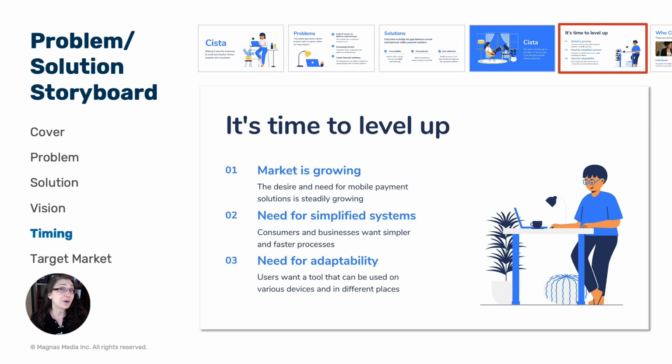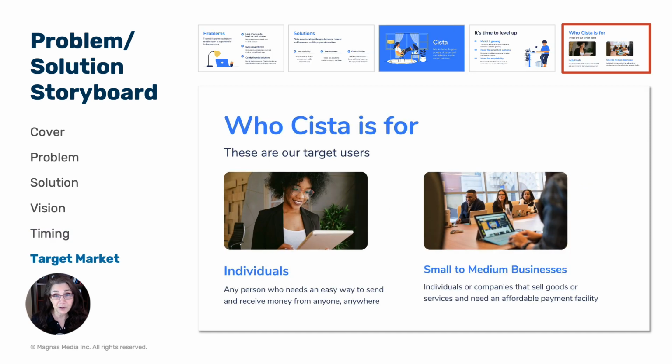And now the question will be, well, if it's the right time, it's the right time for who? Who really needs this? And that's when they introduce their target market. So you can see here, of course, this is very general. Individuals and small to medium businesses is very generic. Ideally, you want to be a bit more specific. But I wanted to show you how the storyboard all works together to help you tell that story.